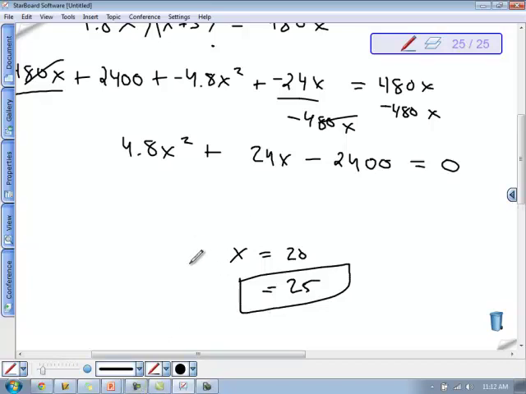I know this was not an easy problem whatsoever, but it's a perfect application of where quadratics and these polynomial equations could be used to find some information. Hopefully this helps.